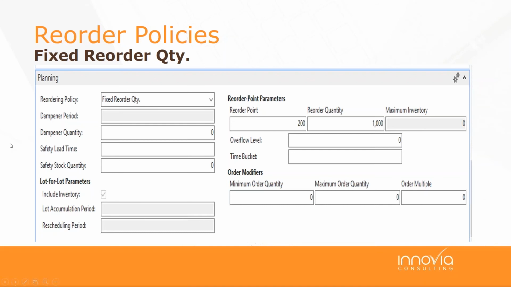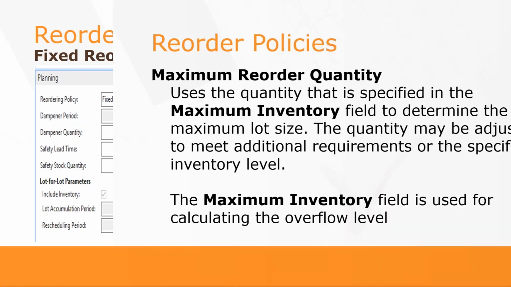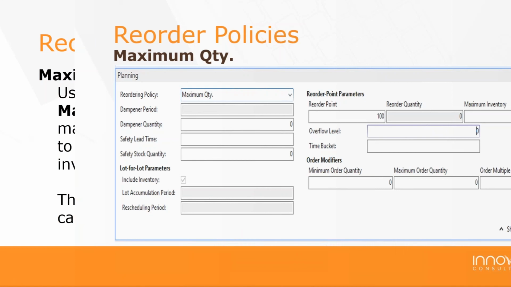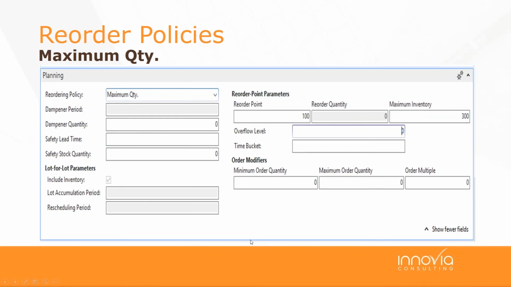Okay, maximum reorder quantity. There's a field called maximum inventory, that's the quantity you're always going to be adjusted back up to. And then there's this overflow level that we talked about before. Let's take a look at the records when I select maximum quantity. So my reorder policy is now maximum quantity. Again, grayed out areas, I cannot put data in. It has a reorder point and it has a maximum. These two fields are key.